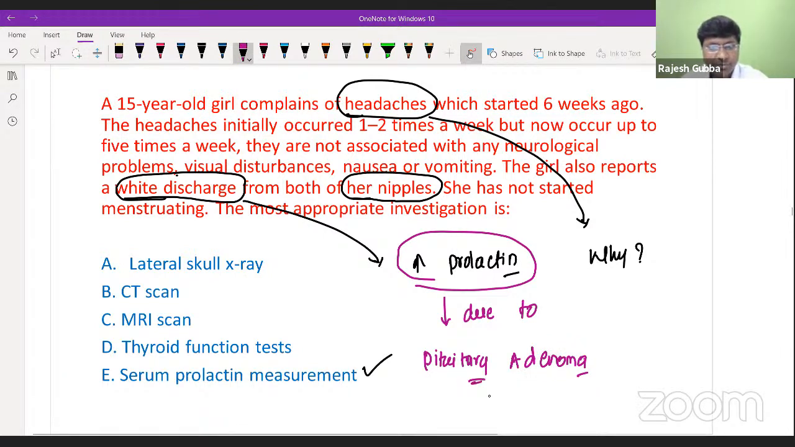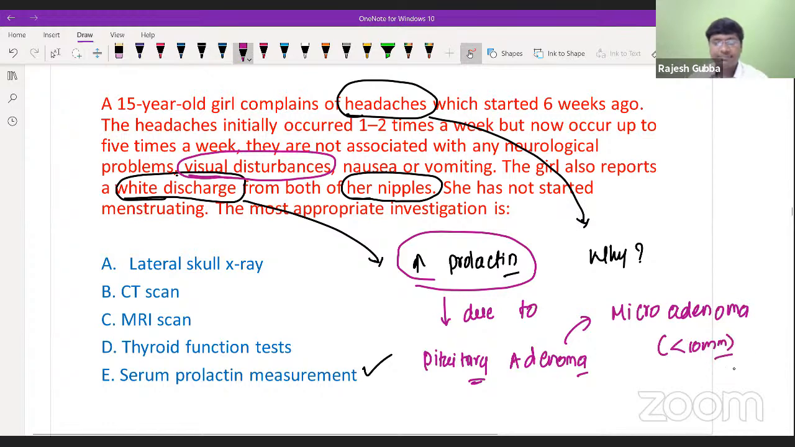And what type of pituitary adenoma here? Now, because there is no visual disturbances, what does that mean? There is no compression on the surrounding structures. Now, because there is no compression on the surrounding structures, this should have been a microadenoma. Microadenoma means the size of the tumor will be less than 10 mm. That is what is your pituitary adenoma, that is microadenoma. And because of this microadenoma, there is raised intracranial pressure. And because of this raised intracranial pressure, the individual is having headache.